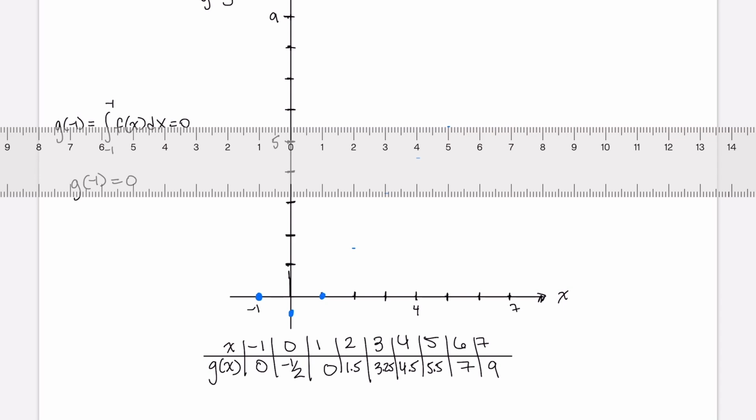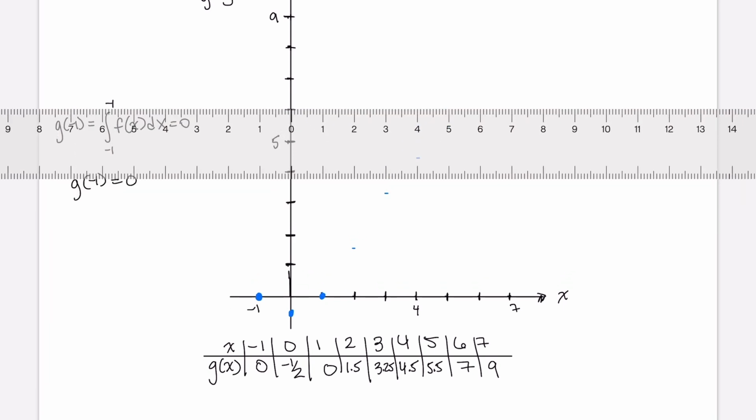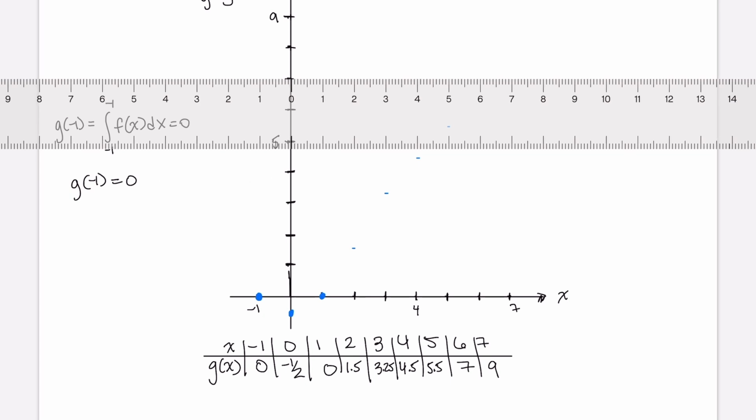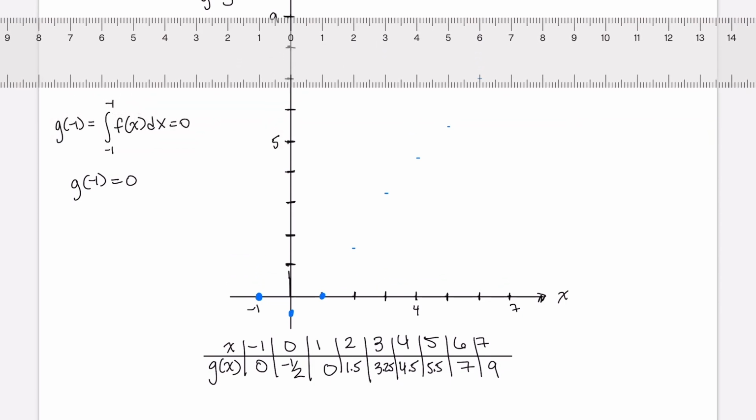Now at 6, we go up to 7. So there's 5, 6, 7. And that's the mark, we'll make it 6. And then at 7, we'll go ahead and mark up to 9.